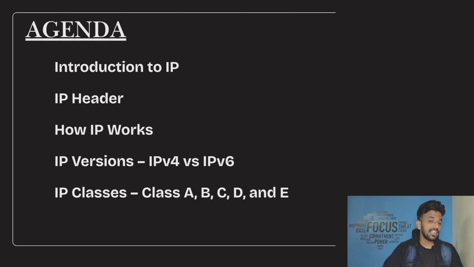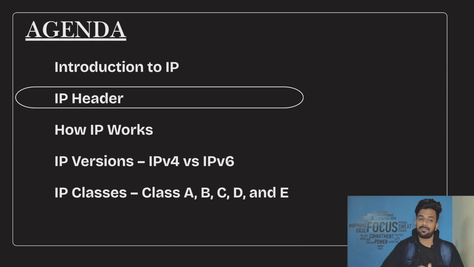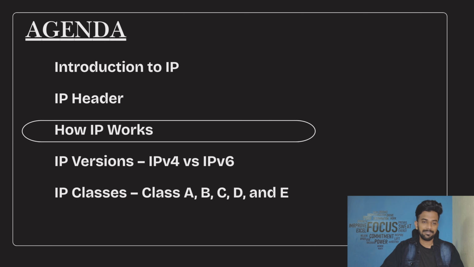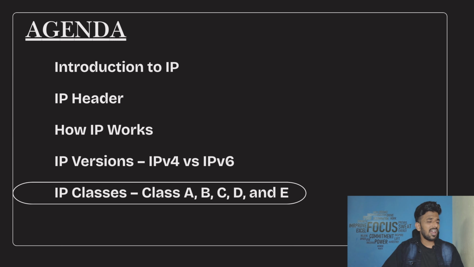First, I will introduce you to IP. Once you understand what IP is, we look at the IP header. We are going to cover each and every field involved in the IP header. After that, we will see how IP works in the real world. Finally, we will explore the different IP versions and IP classes. So this is all about today's agenda. Make sure that you watch the video till the end. By the end of this video, you will clearly understand what IP is and how IP works in real time.